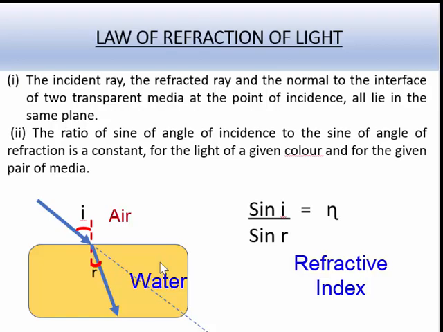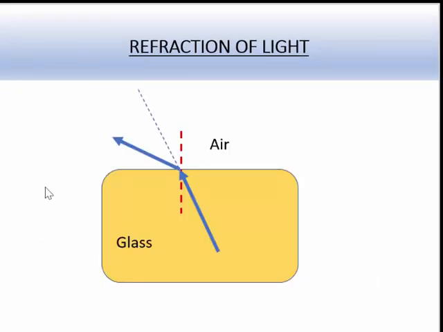Let's say the pair of the media remains the same, but if we change the color of the light, then also this refractive index may change. Suppose we keep the color of the light the same, but we change the pair of the media, then also the refractive index will not be the same. So this refractive index will always be the same only if the color of the light and the pair of the media remain the same. Let's also understand this refraction by taking an example.